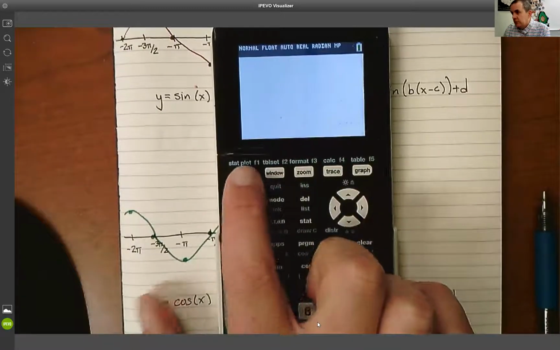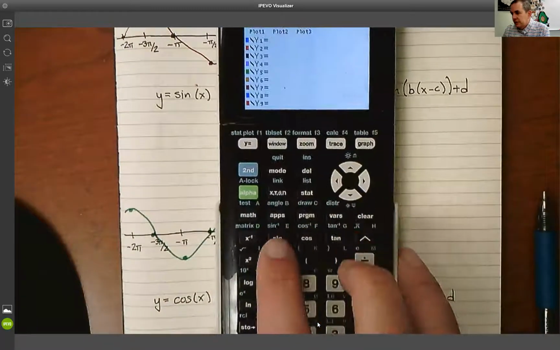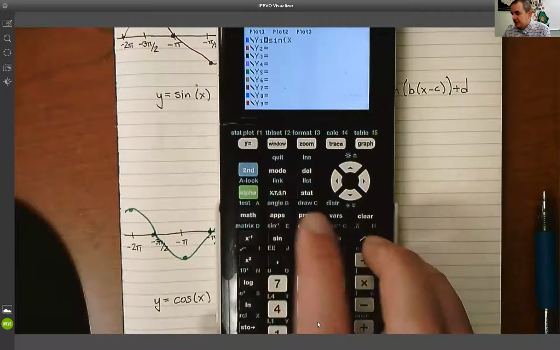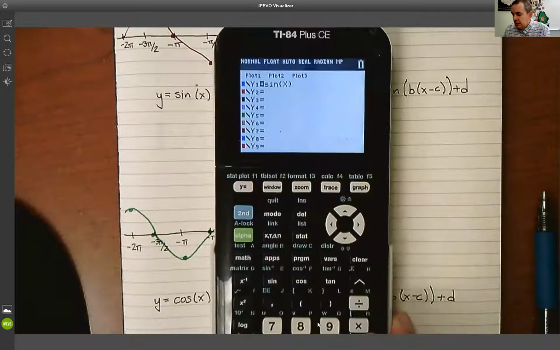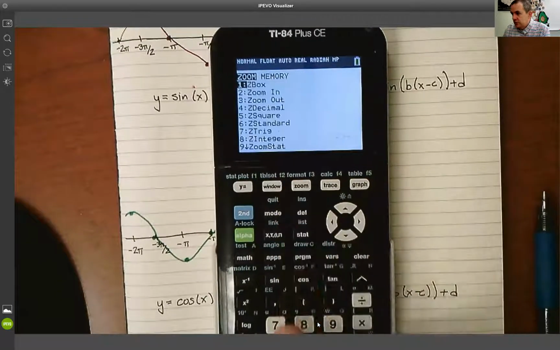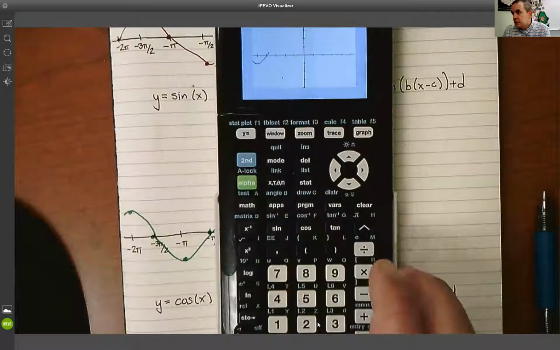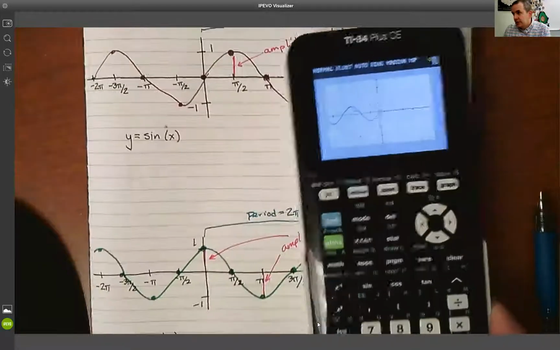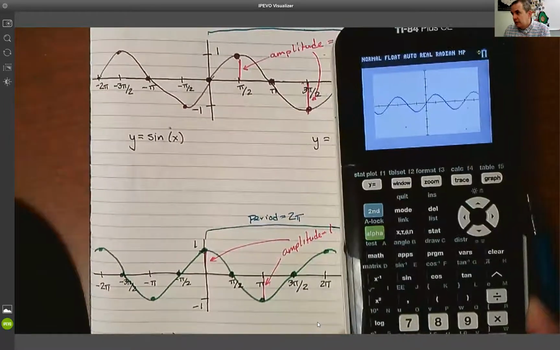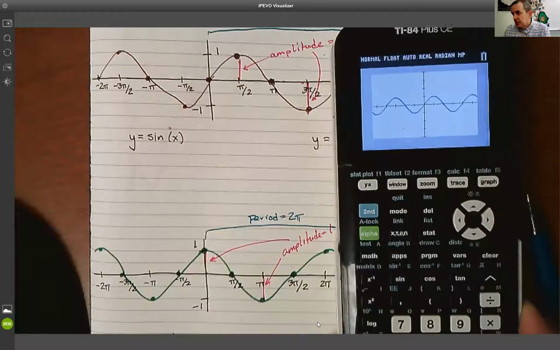We go to y equals, and we're going to put in the sine curve. So sine of x, close parentheses, and to graph it, we hit zoom, and then 7. So there is our sine curve. It's going to look very similar to that curve right there.